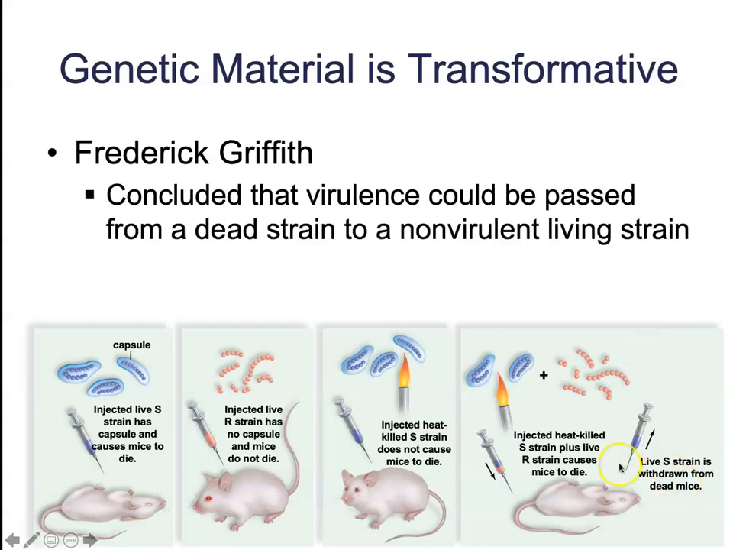And when he took a sample from the mouse, he found that the mouse was completely infected with the live S strain. So from this, he concluded that traits could be transferred from one strain to another. This process was known as transformation.